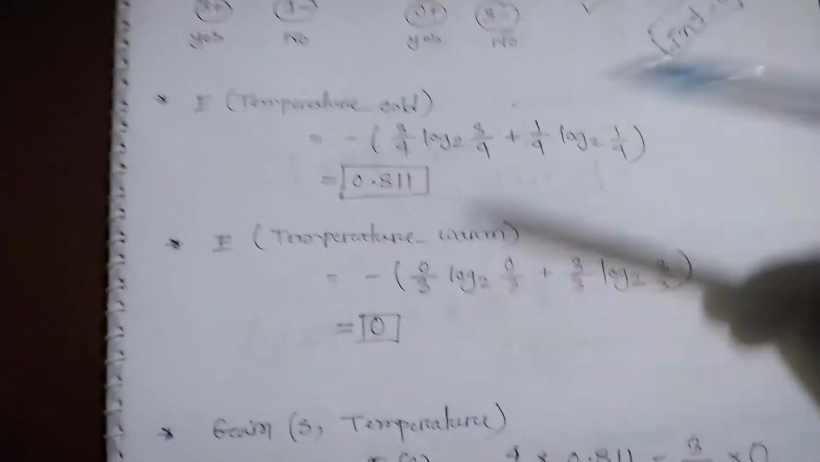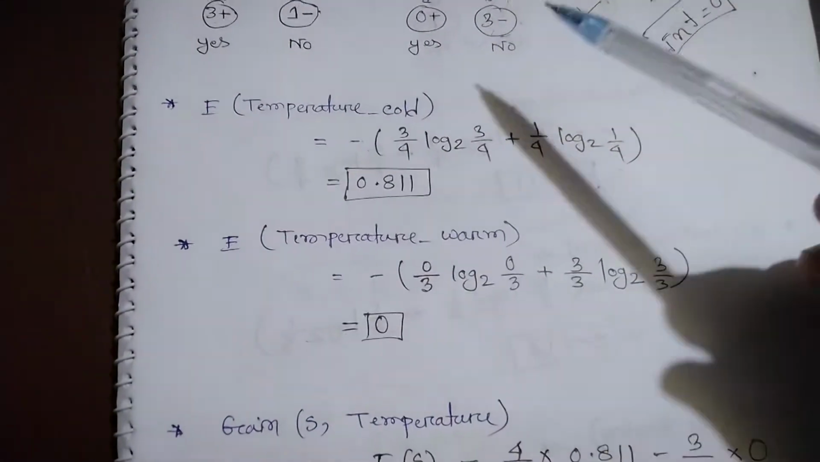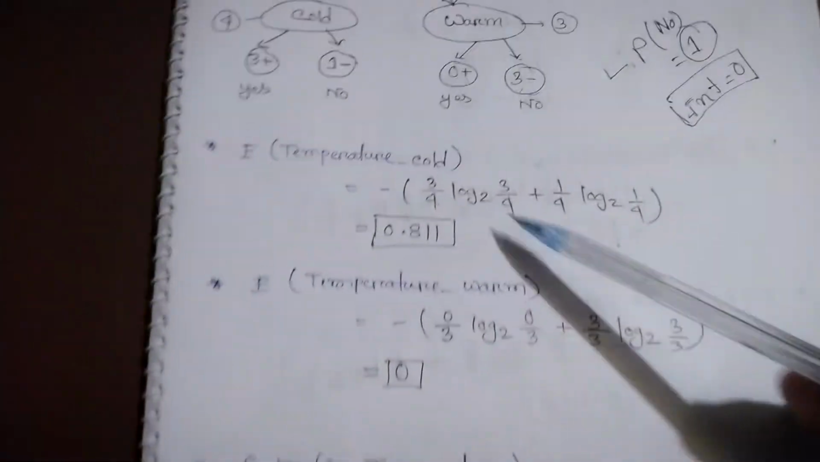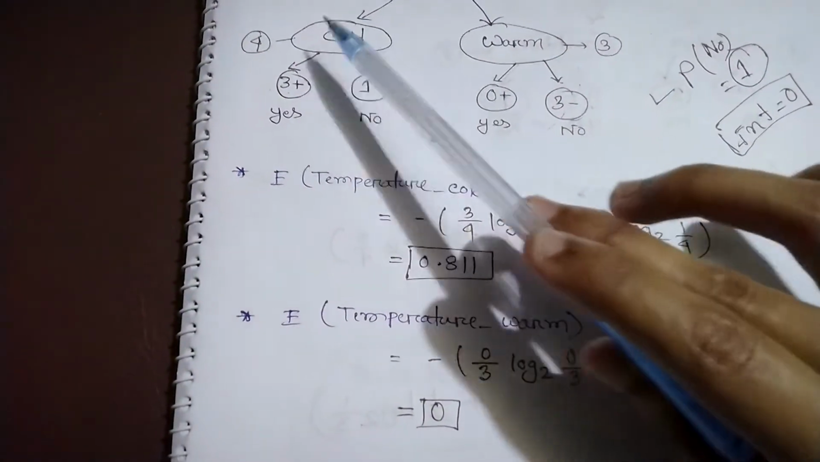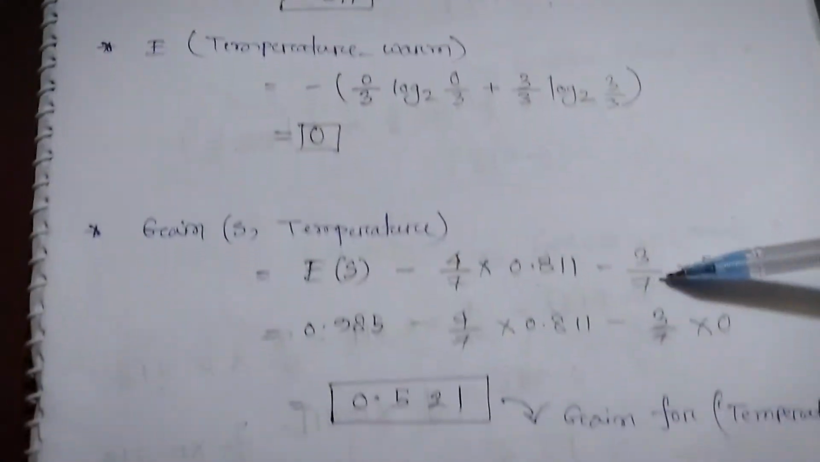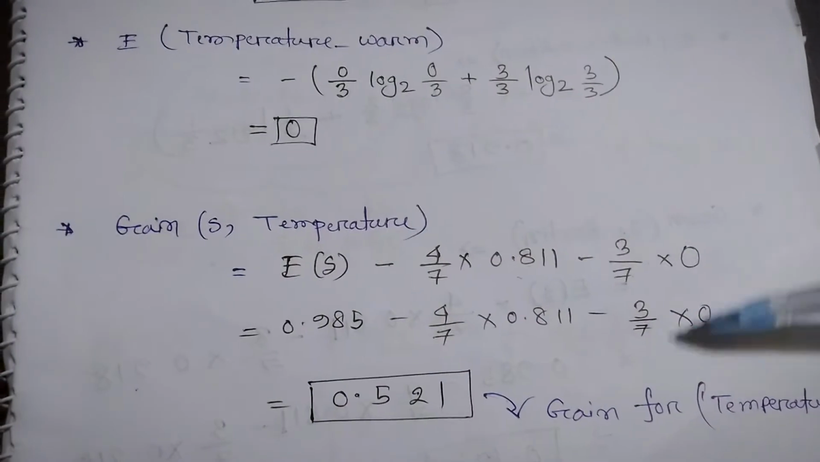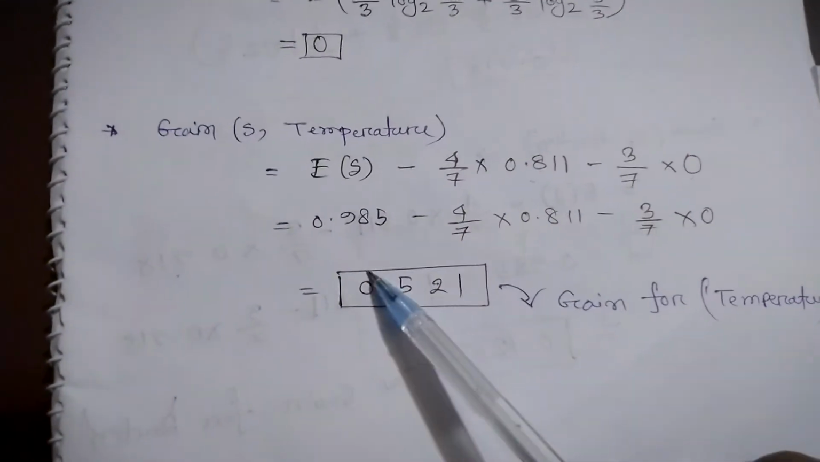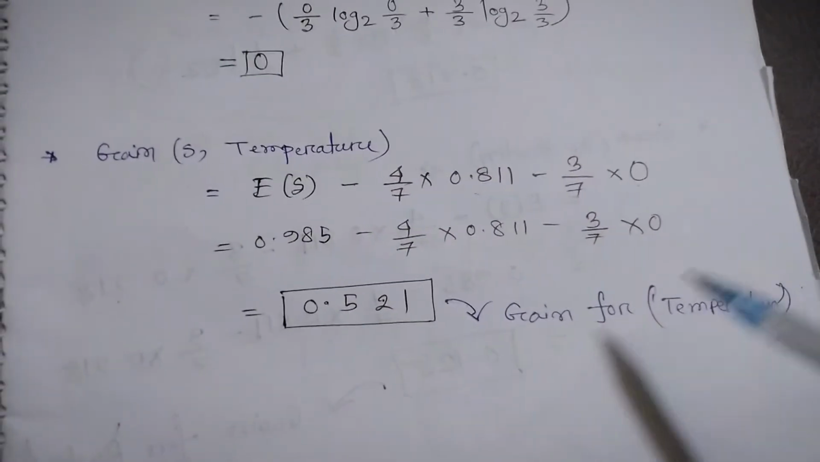You just need to know some probability and it is solved, which is 0. The same way you find the total minus 4 by 7, because there are total 4 of them where cold appeared, so 4 out of 7 times its entropy. And for warm you have 3 by 7, 3 times you have the warm, so 3 out of 7 times its entropy, which is 0. So you get the entropy 0.521, which is gain for your temperature.